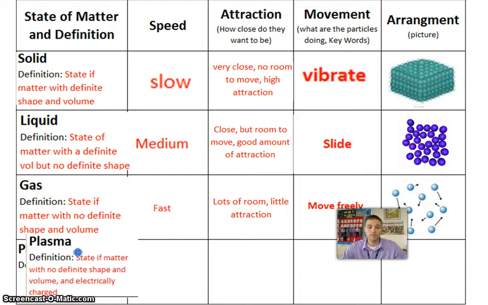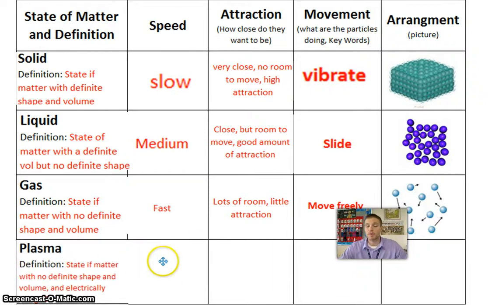Now, a plasma is a fourth state of matter that's not very abundant on Earth, but it's very abundant other places in the universe, such as stars, fire, things like that. It's a state of matter with no shape and volume, meaning that they can change shape, they can change volume, and they are electrically charged. I say that these are extremely fast. What that means is they move so fast that they actually destroy each other when they run into each other.